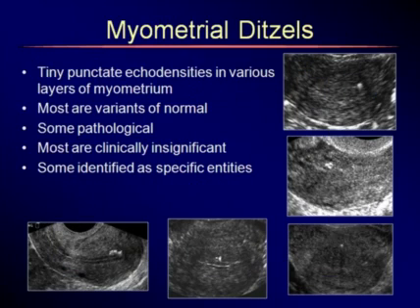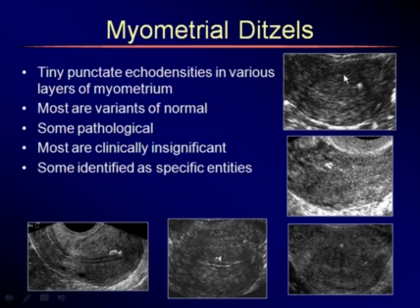We have little tiny so-called myometrial ditzels, the little tiny abnormalities in the myometrium, which really are clinically insignificant. Some of them have some pathologic significance, but you may see tiny punctate echo densities throughout the various layers of the myometrium. Most of the time we don't even know exactly what they come from. Sometimes we do think we know a specific cause for them, but here are some examples.